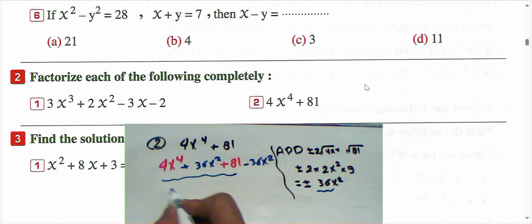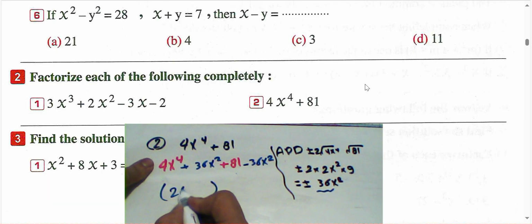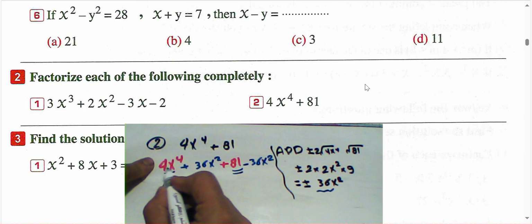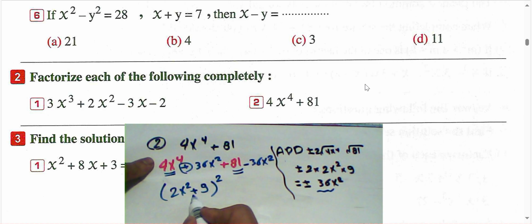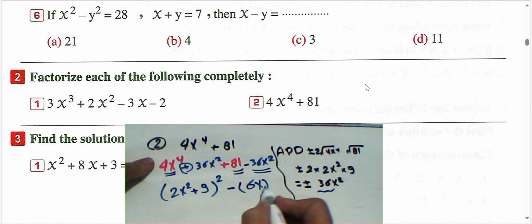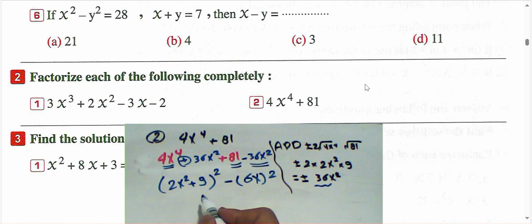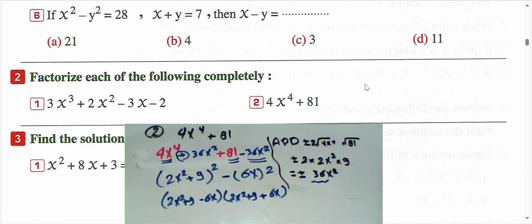This expression is a perfect square. We can write the square root of the first, which will be 2x^2, and the square root of the third, which will be 9, and write the positive sign between them, all to the power 2. Subtract by this term, the square root of it will be 6x, all to the power 2. Then you can factorize the expression: 2x^2 + 9 minus 6x, and 2x^2 + 9 plus 6x. That is the simplest form of this expression.